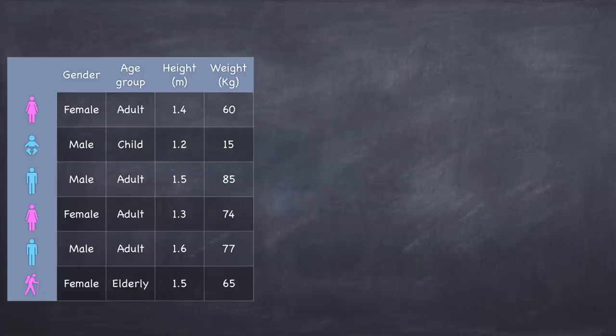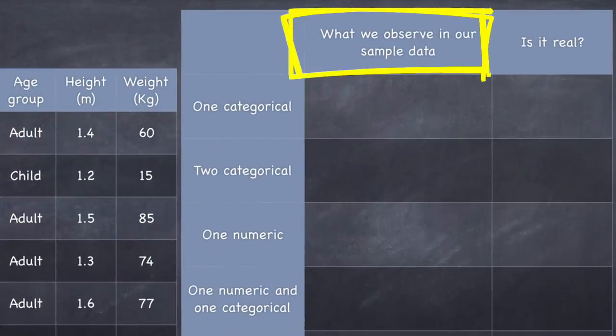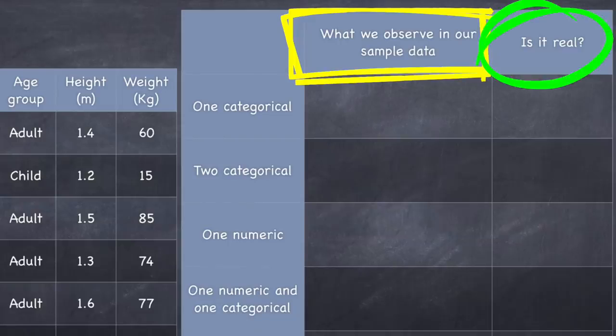So let's take a quick look at the 5 most important combinations of data that we have. And we'll look at firstly, what might we observe in our sample data given that sort of combination of data types? And secondly, what statistical test we might apply to determine whether or not we can infer anything about the wider population.